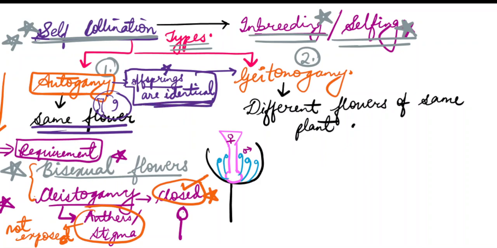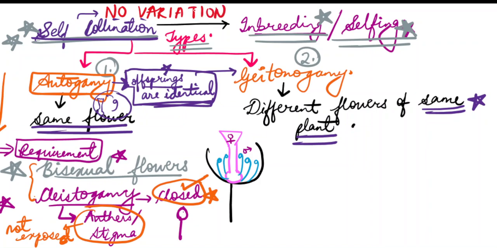Because here there is the same plant, so there will be no variation. So in autogamy, or you can say in self pollination, there will be no variation. Understood this much? Let's move forward.